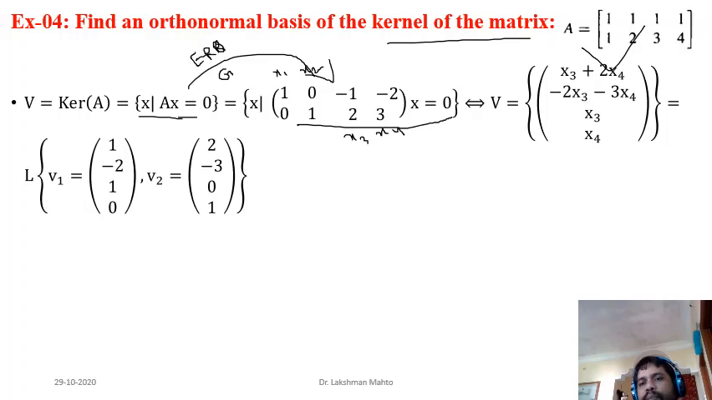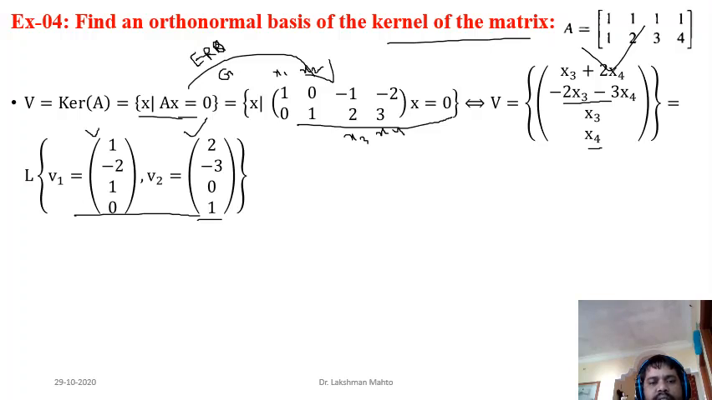So x1 would be x3 plus 2 times x4, and x2 would be negative 2 times x3 minus 3 times x4. And x3 is already a free variable, x4 is also a free variable. To simplify, we take x3 and x4 common. If you take x3 common, you get v1. If you take x4 common, you get v2. So you got the basis elements of the kernel space of A.